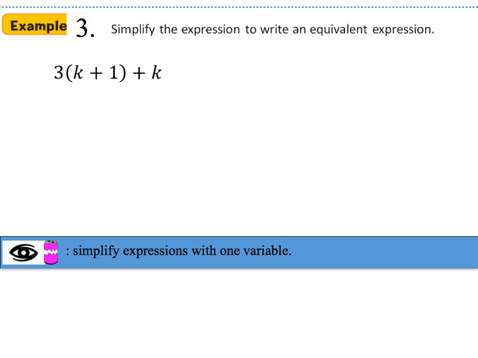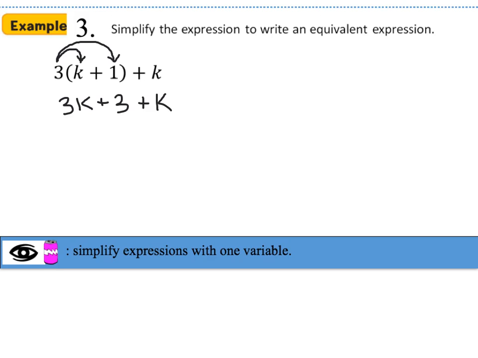Anytime you have parentheses like this, let's get rid of them using the distributive property. So I'm going to take the 3 and I'm going to distribute it to the k, and I get 3k. Let's take the 3 and let's distribute it to the 1, which is 3. So 3 times 1 is 3. And let's drop down the last k.